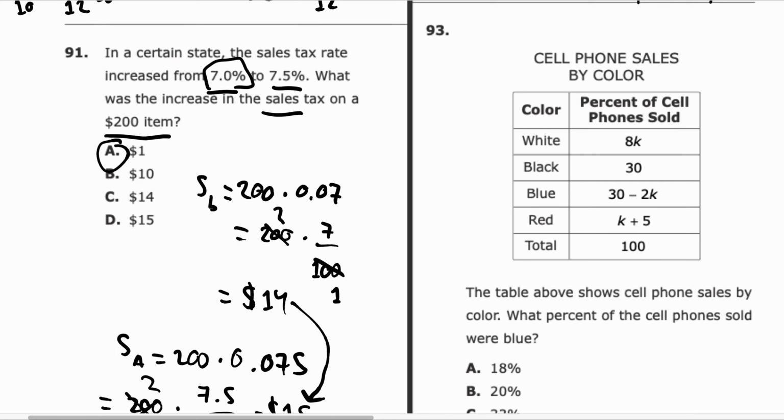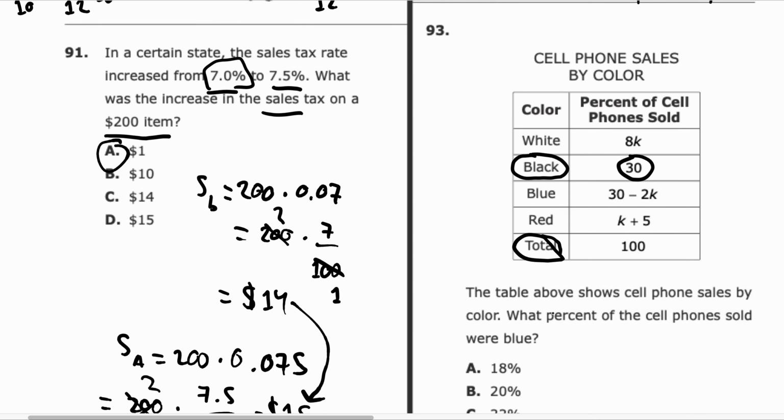So 93, we have a table of different color cell phones and the percent of those cell phones sold. And those percents are given in terms of a variable K. We know that it's percent of cell phones sold. So for example, if we look at black phones, those represent 30% of all cell phones sold. So 3 in 10 cell phones that are sold would be black. And they add up to 100%, right?